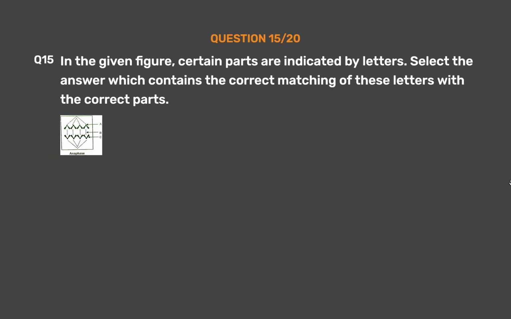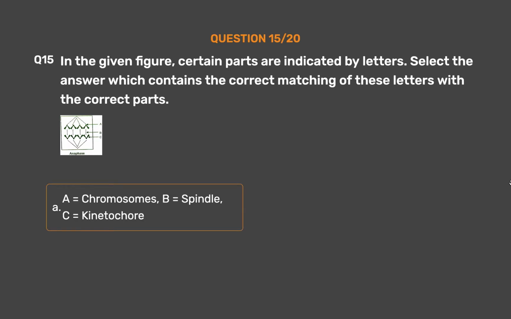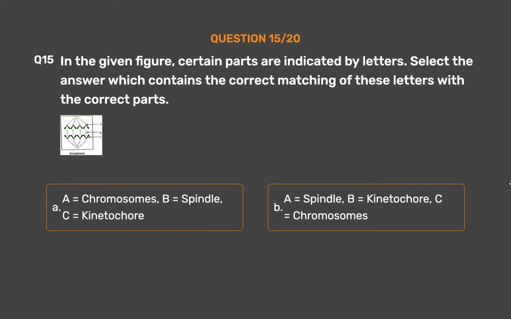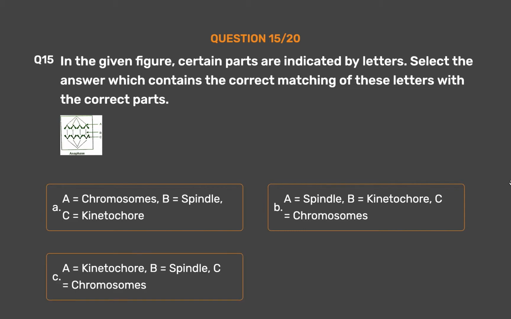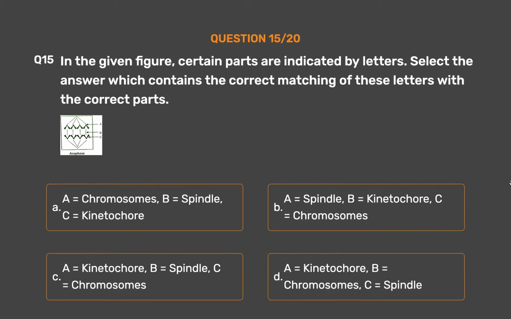Question number 15. In the given figure, certain parts are indicated by letters. Select the answer which contains the correct matching of these letters with the correct parts. Option A. A equals chromosomes, B equals spindle, C equals kinetochore. Option B. A equals spindle, B equals kinetochore, C equals chromosomes. Option C. A equals kinetochore, B equals spindle, C equals chromosomes. Option D. A equals kinetochore, B equals chromosomes, C equals spindle. Option E.